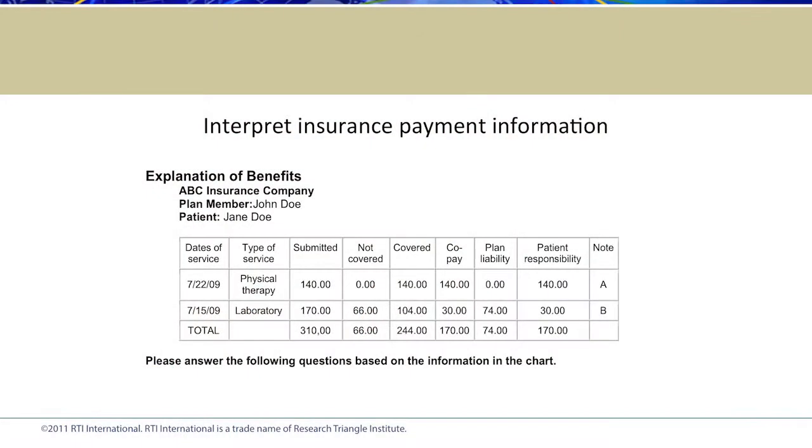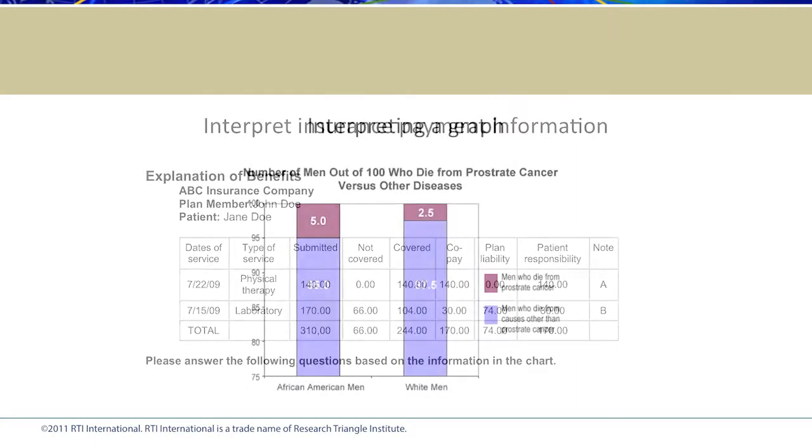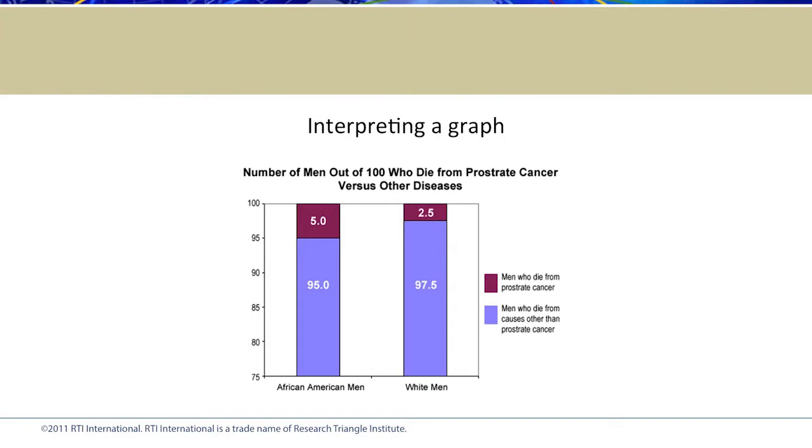Nutrition label, this was really hard. People had a really hard time with these and trying to answer questions from a nutrition label. This is trying to get at graphs. Can people answer questions based upon graphical information? And that's it. That's what we did.